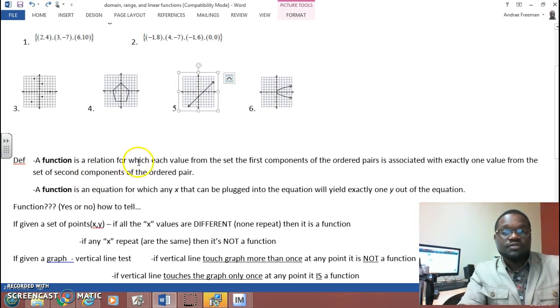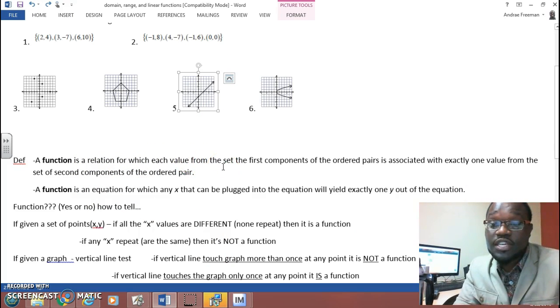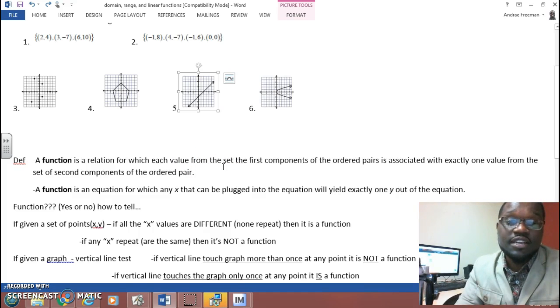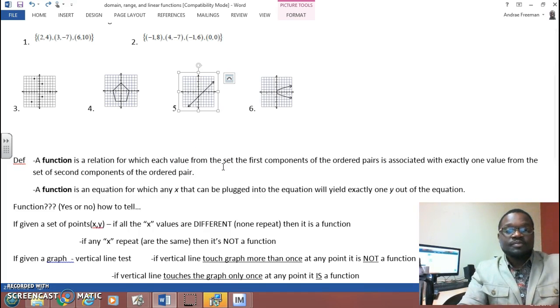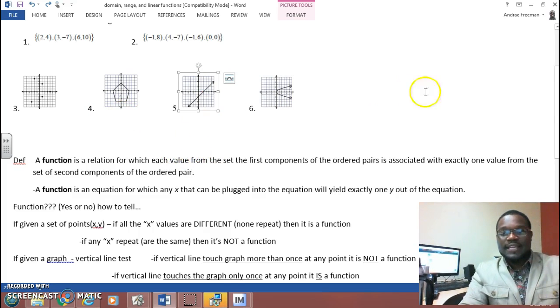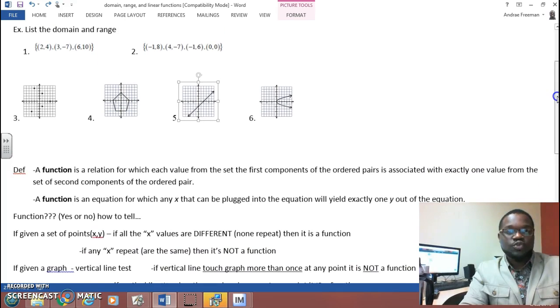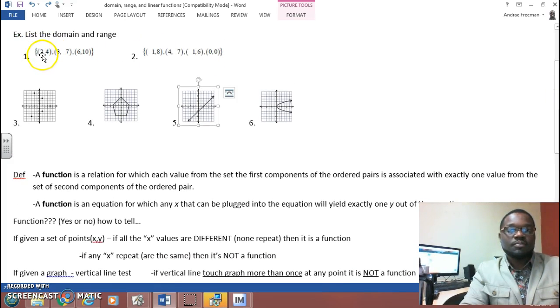A function is a relation for which each value from one set of the first components of the ordered pairs is associated with exactly one value of the set of the second components of the ordered pair. Now, that's if we're talking about these things up here. So, in plain English, what that means for you is that in your X, in your domain, you don't have more than one of the same number. There's one-to-one from here to here for the X's to the Y's.